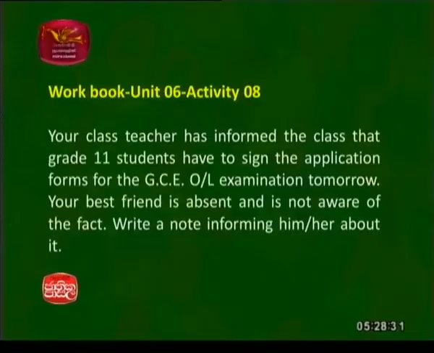Right. Now these are some workbook activities. You have to go through them and do them. I have just searched some relevant activities. This was Unit 6, Activity 8. This is from our school workbook. Next, shall we read that? Yes.